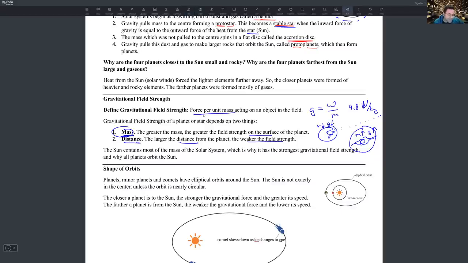And since everything orbits the sun, who has the biggest g? Who's the big g here? Who's the strongest g in the entire solar system? The sun. Why? It's the heaviest. It's the thickest. It has the most mass. So the sun has the most mass in the solar system, so it has the strongest g, gravitational field strength. Okay?